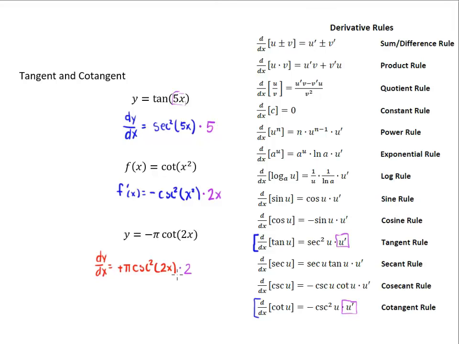So our final answer, if you want to move the 2 out front, is positive 2 pi cosecant squared of 2x. Because the cotangent started out as negative, its derivative is negative, so that means it's going to end up being positive.